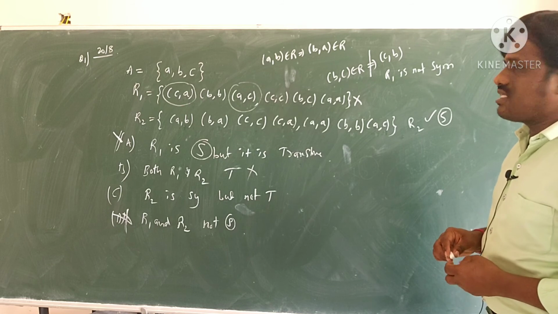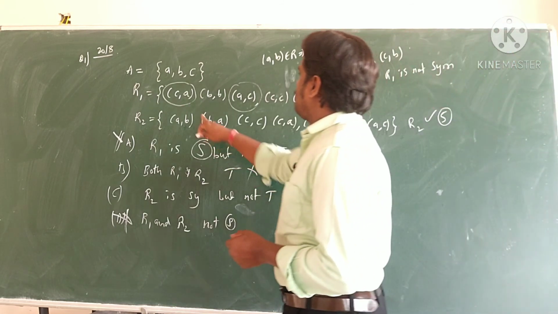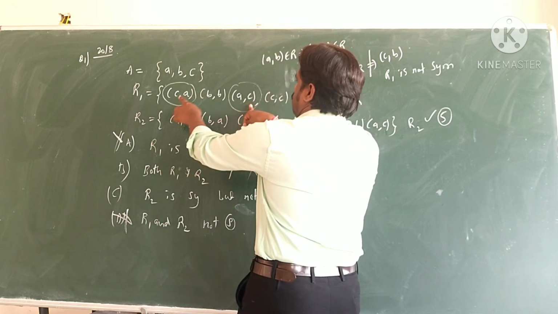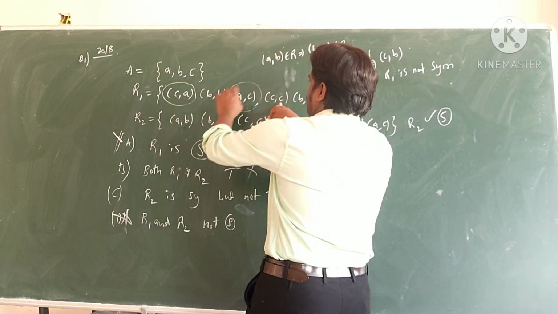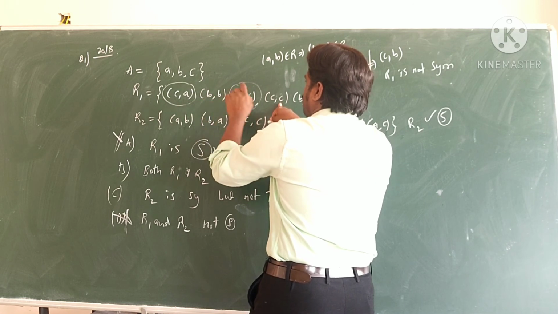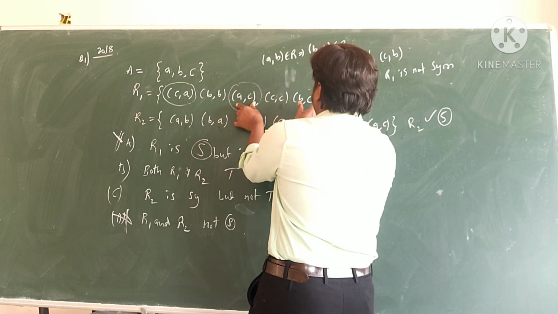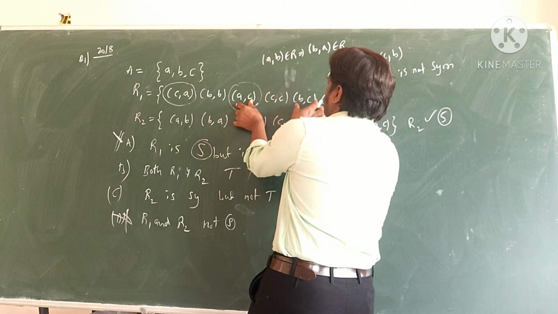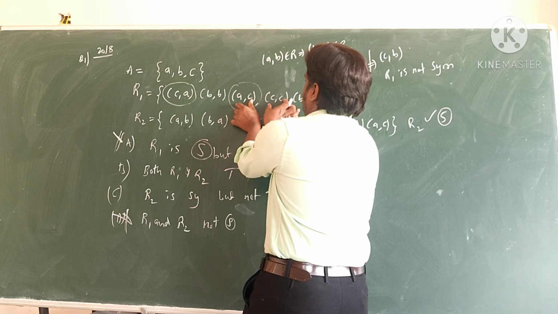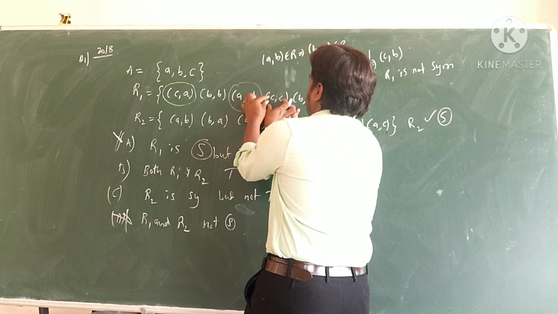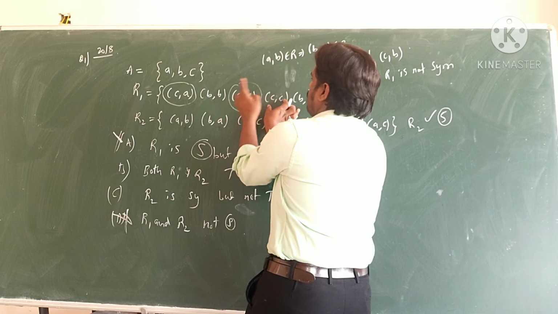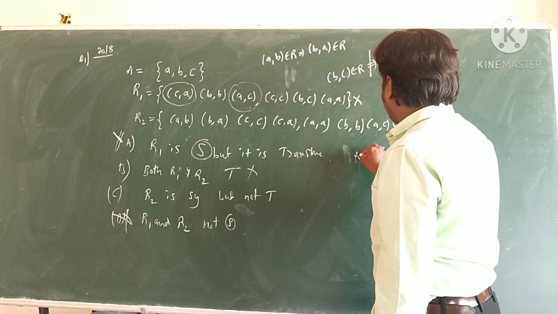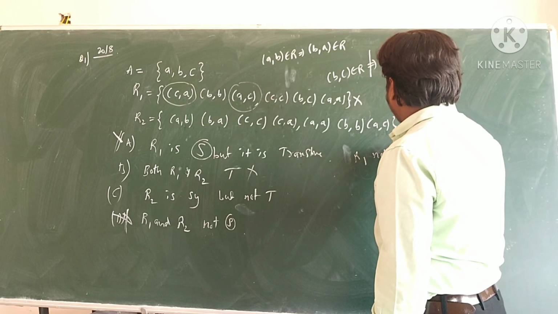Okay, fine. Now we have to check transitive, right? Transitive is what? C comma A, A comma C, then you should get C comma C, it's there. B, the same thing, no need to check. A comma C, C comma C, then A comma C, not there. So R1 is not transitive.